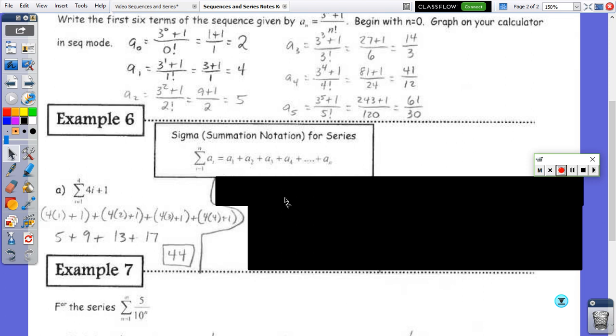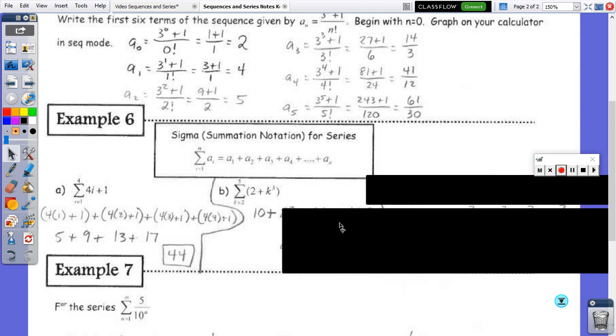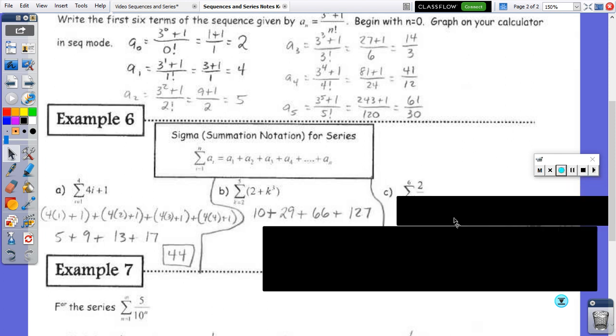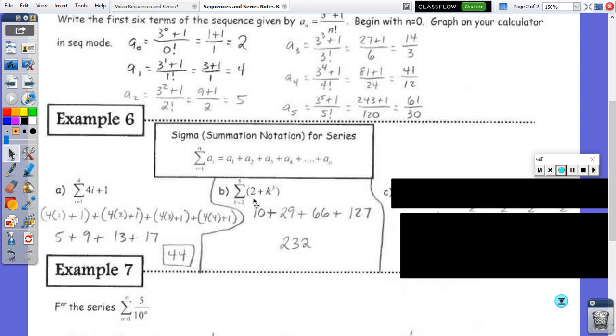44. So the next ones I gave you over here are 2 plus k cubed, just a different rule or expression given. This time I want you to start at 2, and we're going to go all the way until we get to 5. So those particular values you can kind of see. So plug 2 in, 2 cubed is 8, plus 2 is 10, and just continue on until we get to, after we plugged in 5, into k. So there's where 2 is plugged in, 3, 4, 5. Found that sum is 232.